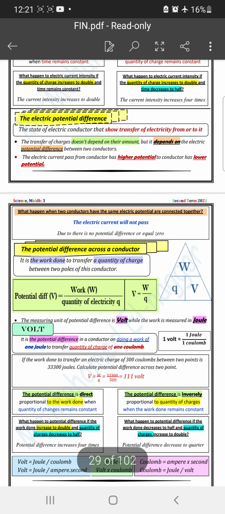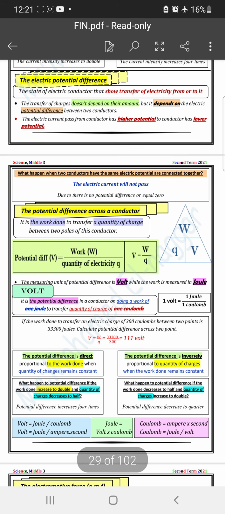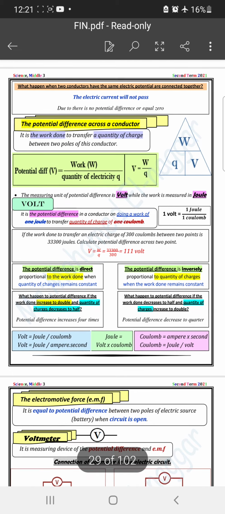The property number 2, the electric potential difference. The potential difference is the state of an electric conductor that shows transfer of electricity from or to it. The transfer of a charge does not depend on their amount, but it depends on the electric potential difference between two conductors. The electric current passes from a conductor that has higher potential to a conductor that has lower potential. But what happens when two conductors have the same electric potential and are connected together? The electric current will not pass because they have the same potential. There is no difference in potential.